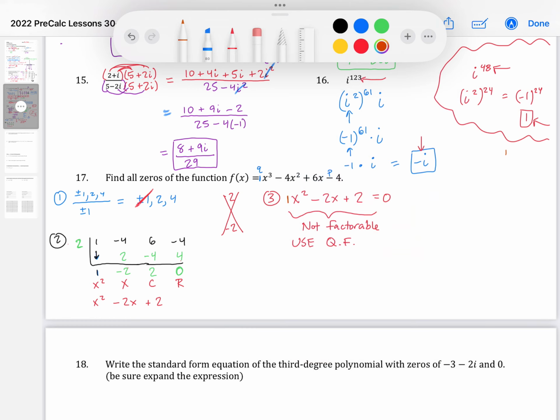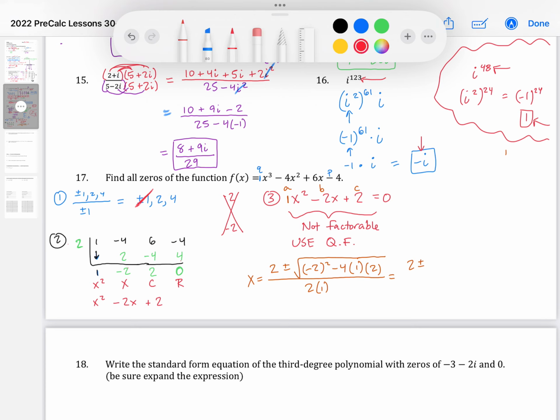So the opposite, let's see, this is your A, this is your B, this is your C. So we have the opposite of B plus or minus the square root of B squared minus 4 times A times C, all over 2 times A. So that's if you plug in correctly. These are going to give you what the other 2 solutions are. All right, so we have 2 plus or minus.